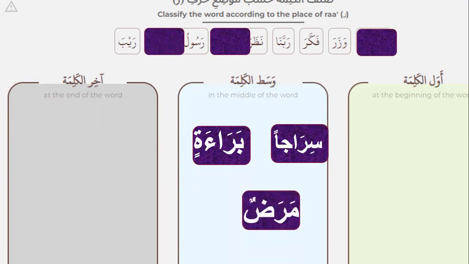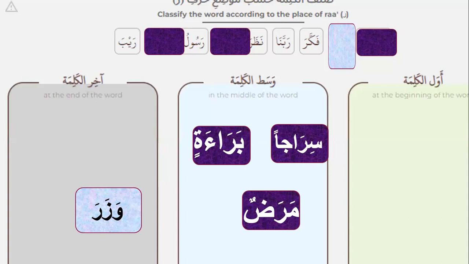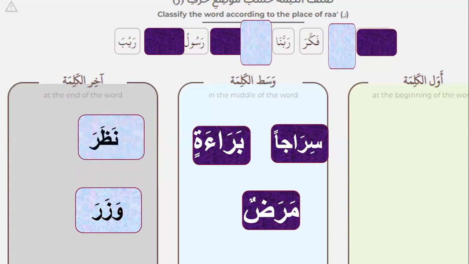Very good. Okay. Look at the second word. The second word is wazara. What is Ra? At the end. Yes. Letter Ra at the end of the word. Wazara. Can you find another word? Letter Ra at the end. Which word? Nazara. Yes. Another one. Fakara. Okay.